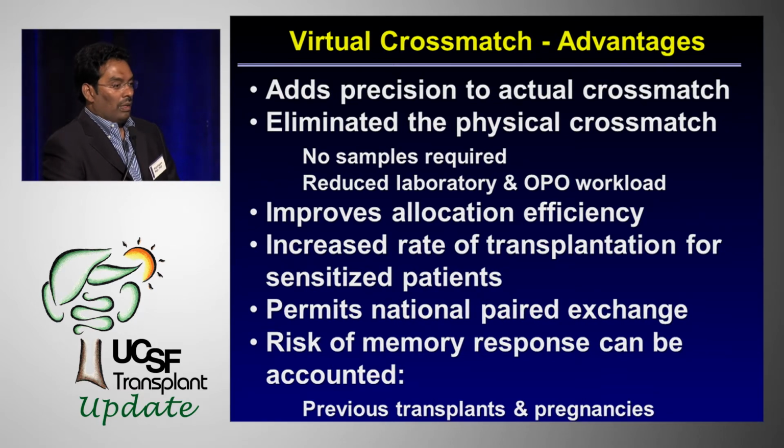And there are no samples involved, so you don't need to wait for the samples from the donor, and you don't need to do the cross-match in the middle of the night. Then it improves allocations, and it increases the rate of transplantation, particularly in sensitized people. And it permits a national paradigm change, and also one can account for the risk of memory response. If you know the memory mismatches from the previous transplant, you can avoid those antigens also.